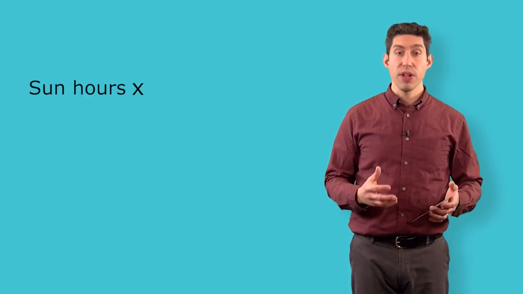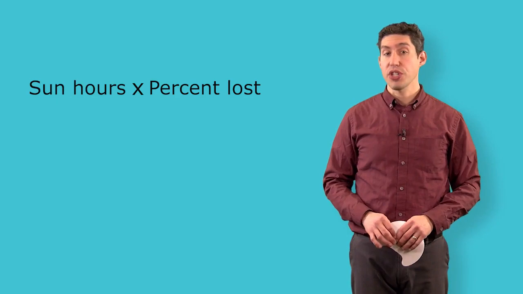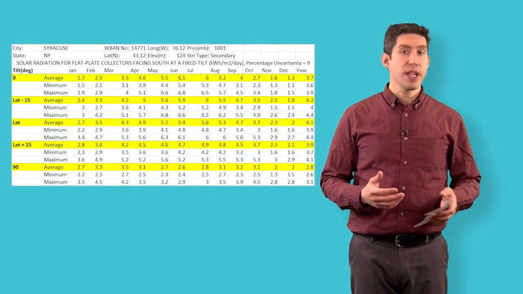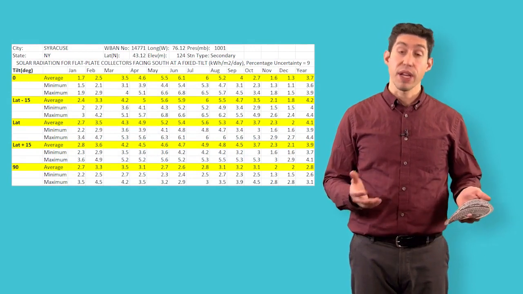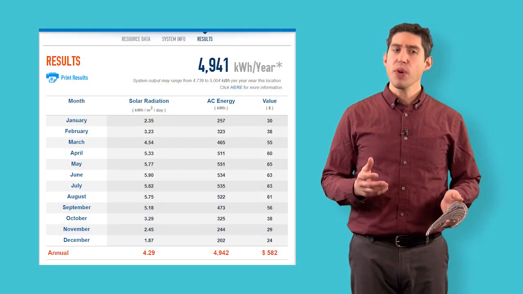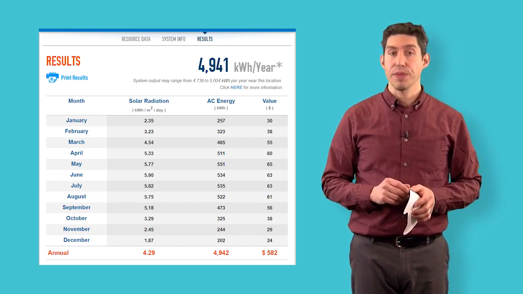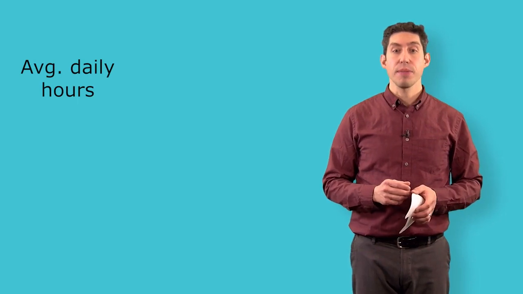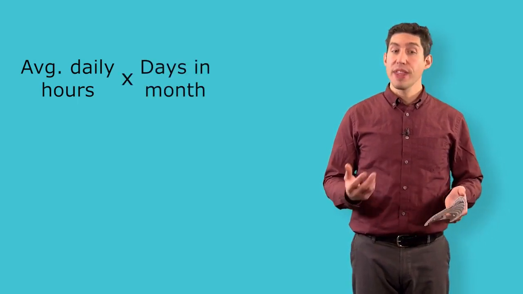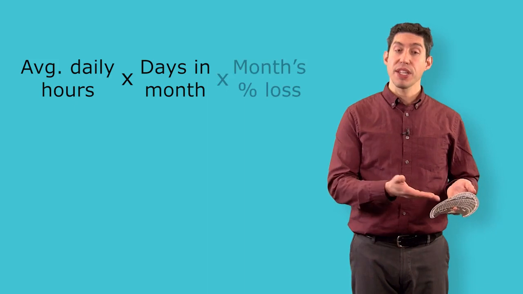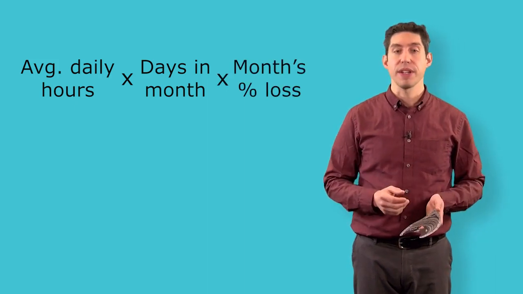The next step is to take the number of sun hours that are available and multiply them by the percent that's lost due to shading. You can get the sun hours using the NREL data tables or using another resource for monthly hours of sunlight, like within PV Watts. It's important for this exercise to have monthly insolation values, not just the yearly average. The NREL tables give average daily hours of sunlight, so we need to first multiply the average daily hours by the number of days in the month.